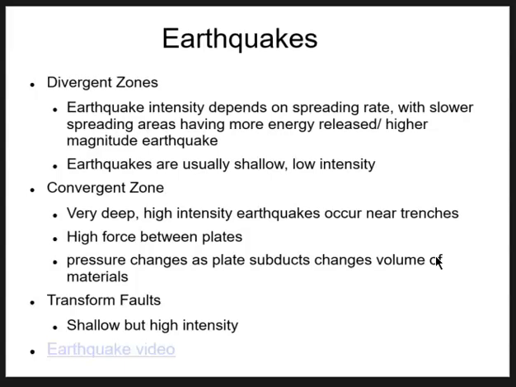faults. So around convergent zones, you end up with deep earthquakes that can be felt even farther away, and they tend to be very high intensity as well. This is because there's a lot of force in between the plates, and when it releases, that's what a big earthquake is. And around transform faults, they are high intensity, but they're shallow, so they aren't felt as far as an earthquake that occurs around a convergent zone.